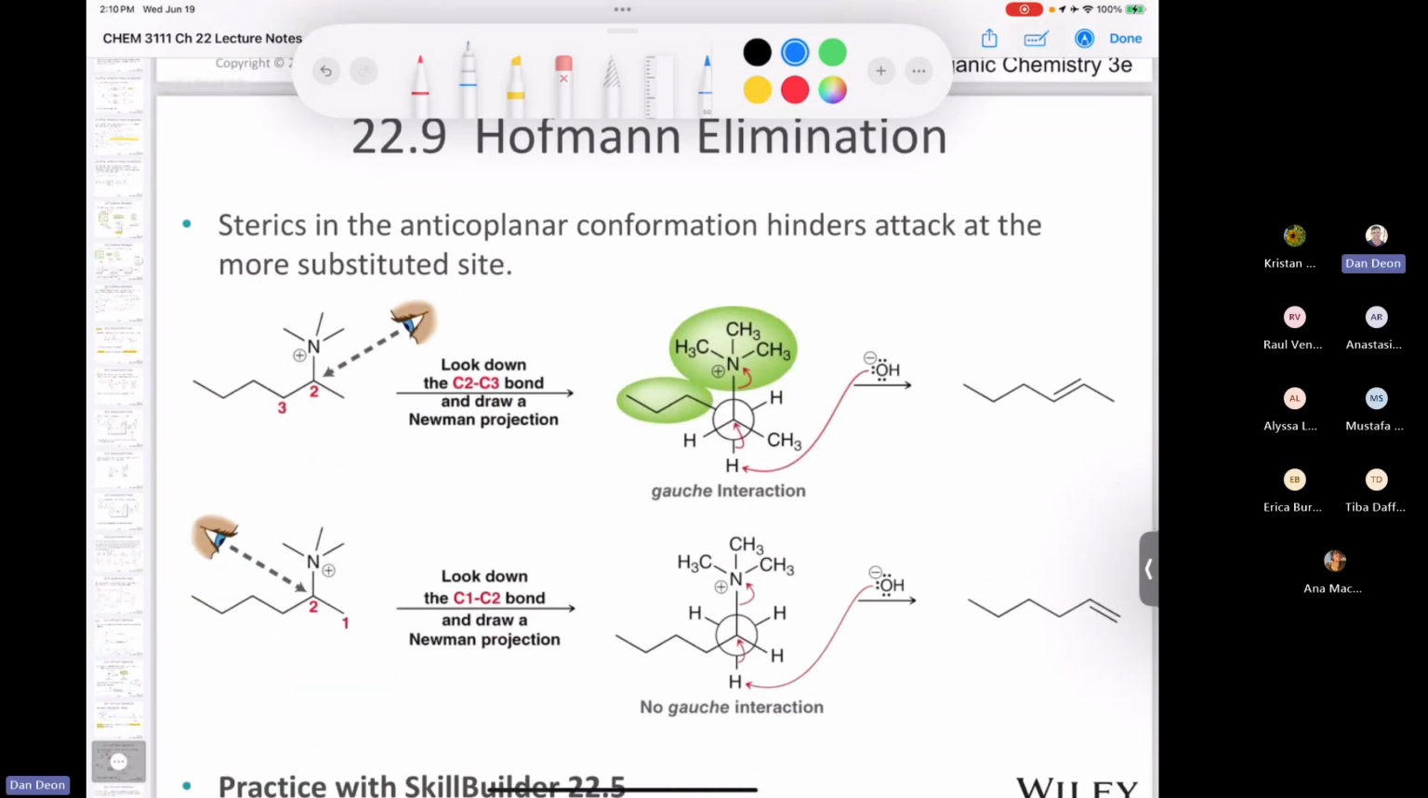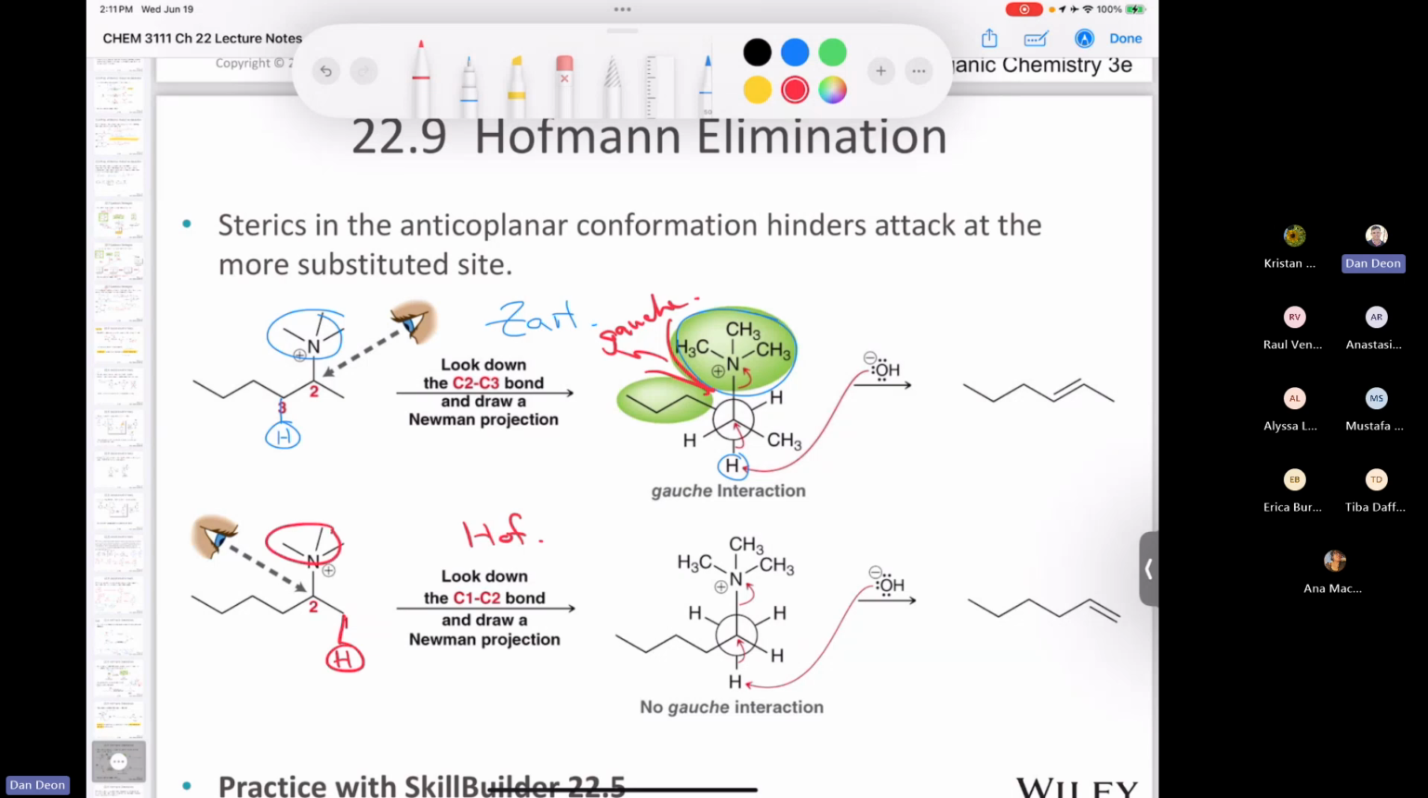Okay, so let's say you were going to make the Zaitsev, which is not the preferential product. If you draw the Newman projection between carbons 2 and 3 that are shown here, remember, the proton that's abstracted and the leaving group have to be antiperiplanar to each other. And when they're antiperiplanar to each other, you're always going to have a gauche interaction between the leaving group and the alkyl group, okay? So this is a gauche interaction right here. However, if you make the Hoffman product, then in that case, you see this proton right here.